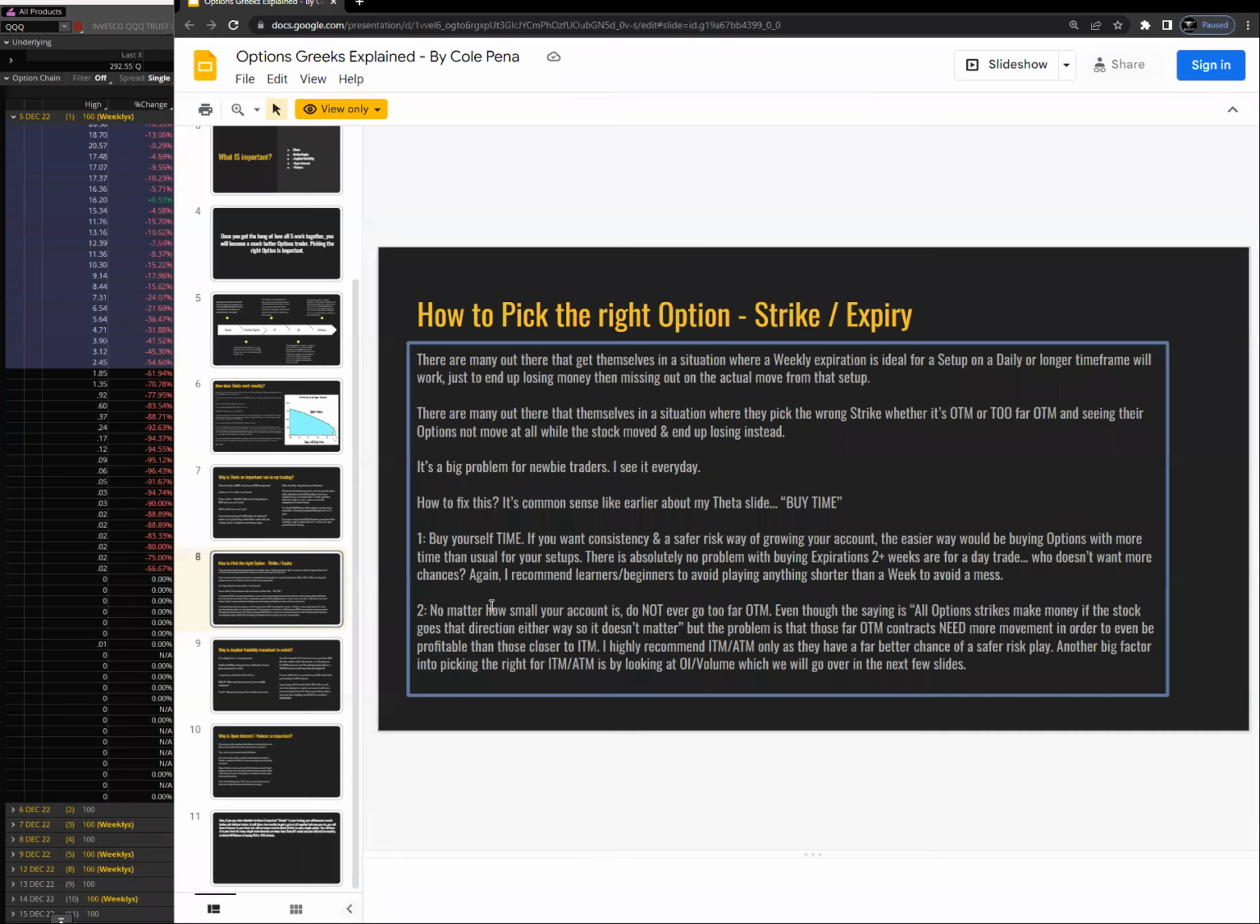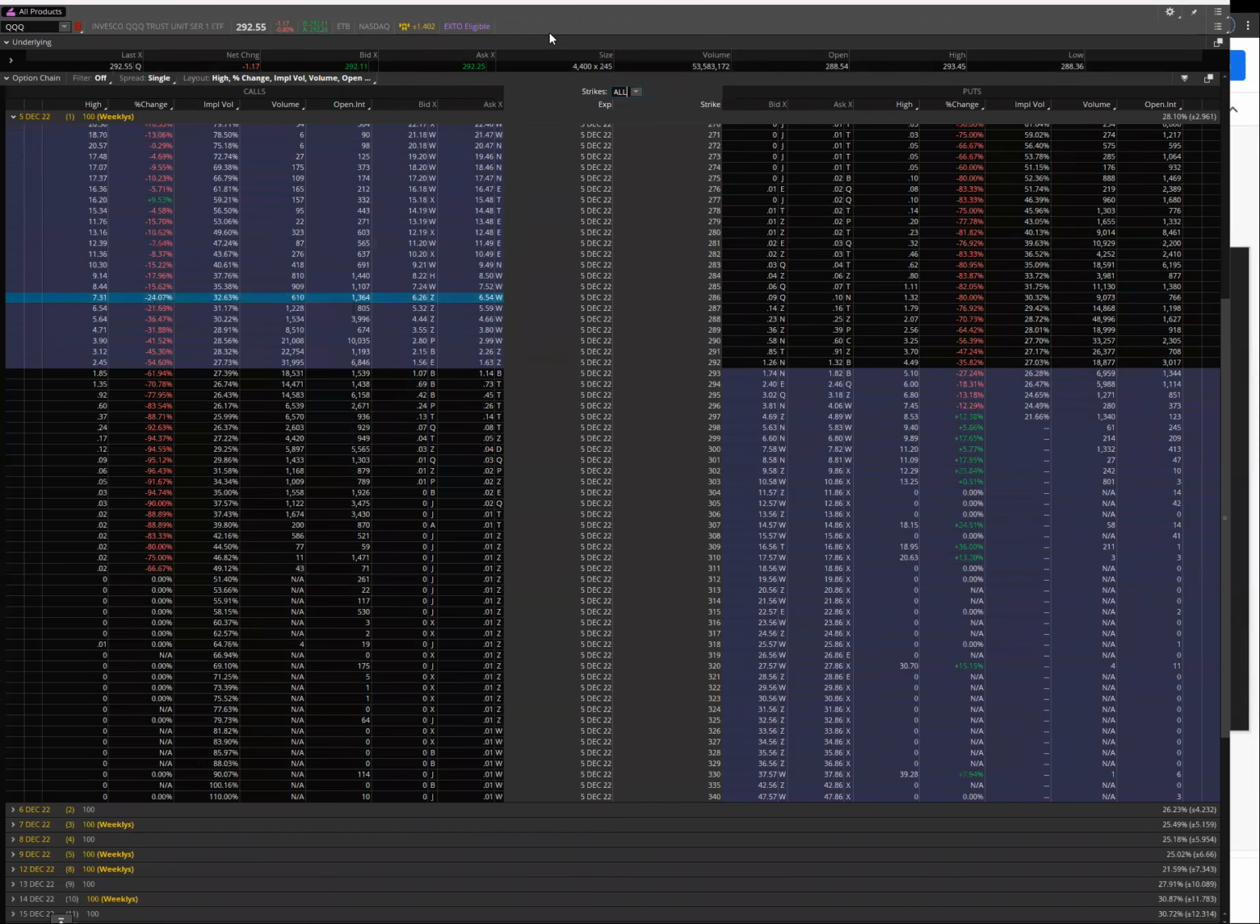So here's what I'm talking about. No matter how small your account is, do not ever go too far out of the money. I'll show you why. So let's say you're following someone. Someone alerted a buy of their 305 call for 2 cents. Why would they go so far out of the money?